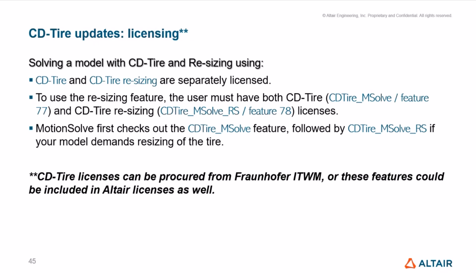Finally, the licensing changes. There are 2 CD tire licenses that we include in our license file and also Fraunhofer provides. One is the regular CD tire license and the other one is the resizing license. 2024.1 onwards, to run resizing, you need to have the regular CD tire license and also the resizing license. This was not the case before, but this is how it is going to be 2024.1 onwards. And again, a reminder, CD tire licenses can be procured from Altair or from Fraunhofer directly.